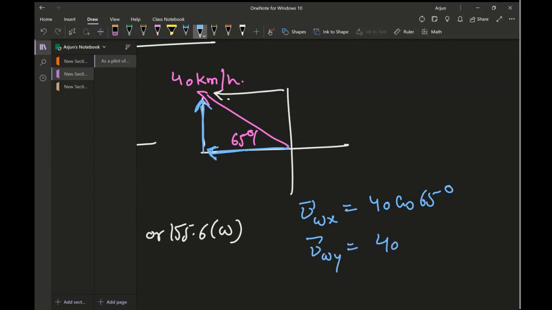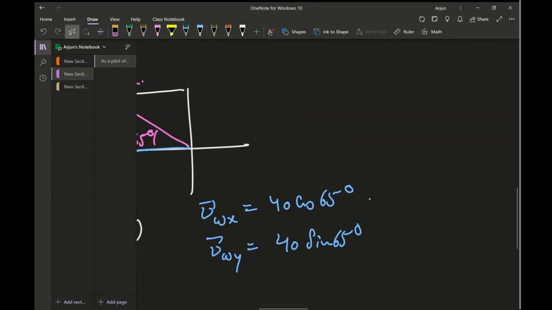VWY is 40 sine of 65 degrees. So now I will try and do some calculations and try and find out these numbers. So this value comes out to be 16.9 kilometers per hour. Again, this is in west direction, so I'll keep this as negative. And this one is in north direction, so I'll keep this number as positive.